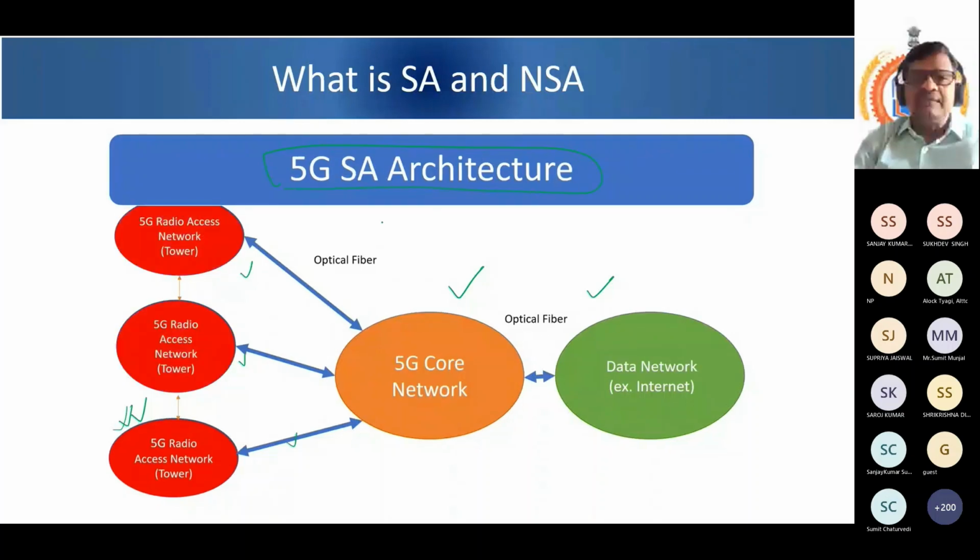And what is SA then? SA is when you have a 5G core, you have the data network, and you have all the 5G radio. Those are called 5G standalone architecture. That's the major difference, although we have many other options, which we'll talk about while covering the core.